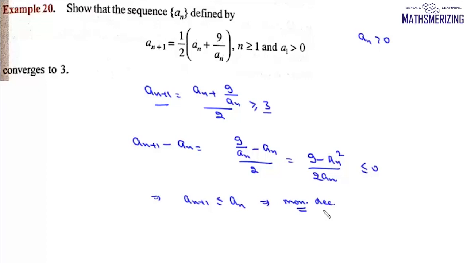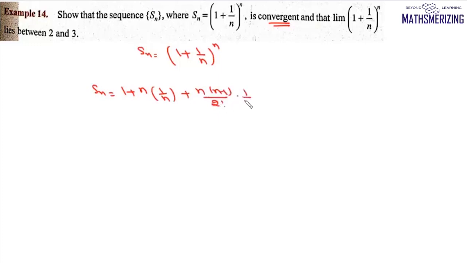Now since the sequence is bounded below and it is monotone decreasing, it is a convergent sequence. Now we need to find the limit of the sequence, and let the limit point be L. We can write L equals 1 by 2 (L plus 9 by L). So from here we get the value of L as simply 3, because we have to take the positive value of this limit point. So this sequence converges to 3, and that is the answer to this question.